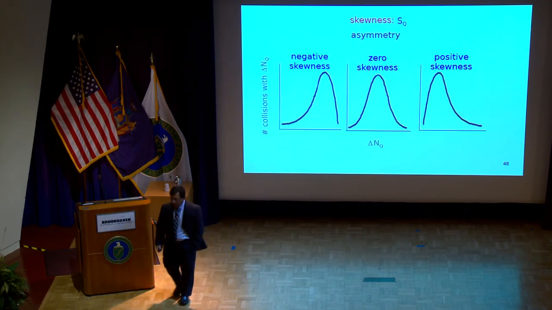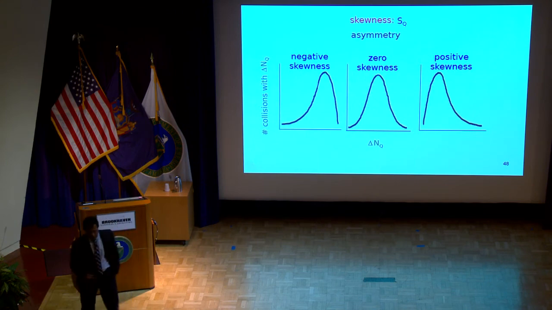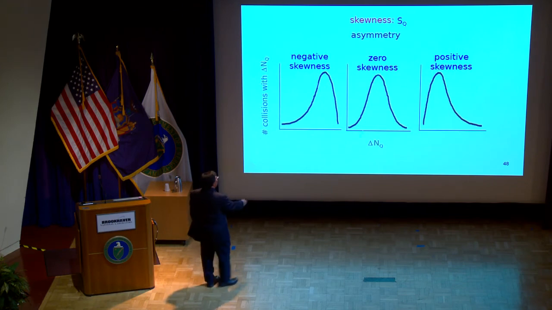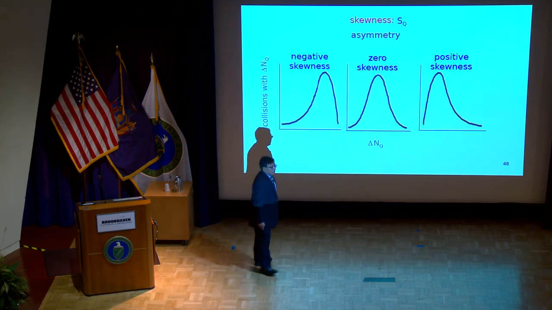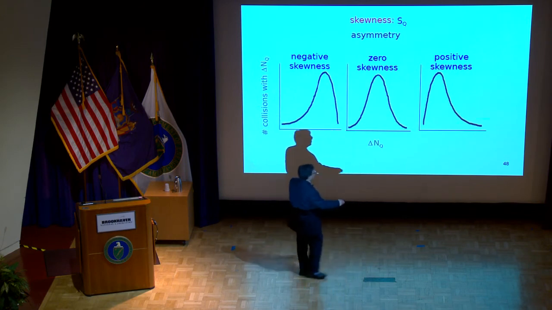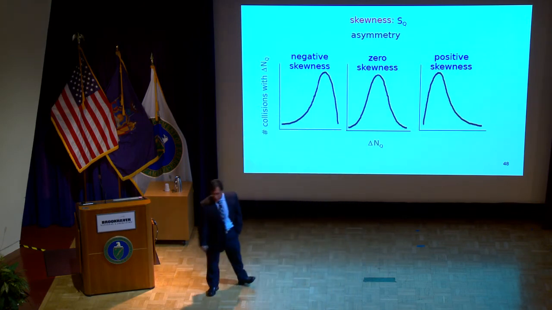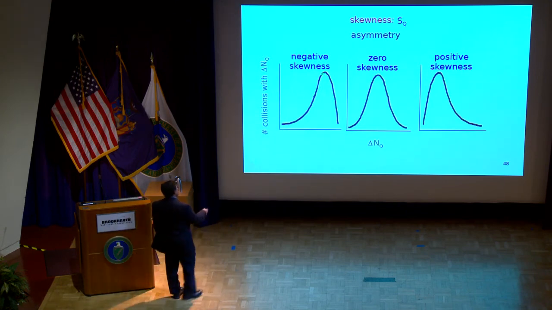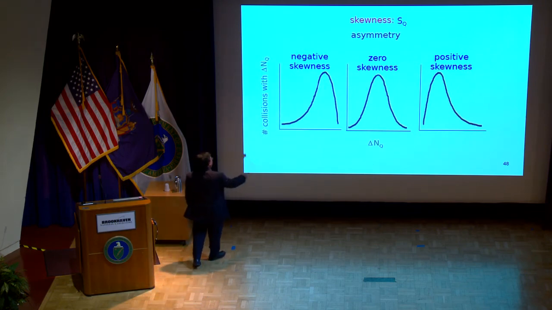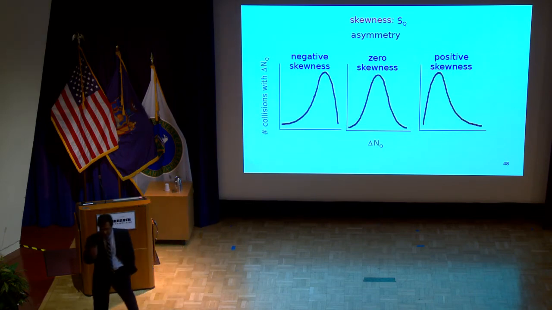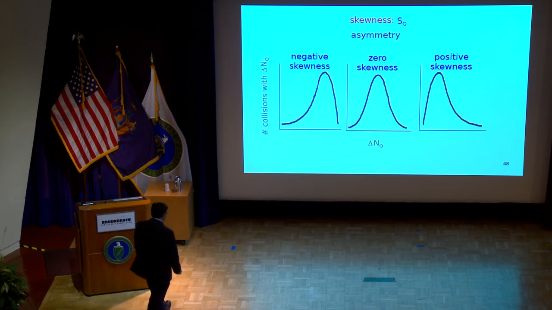The skewness essentially characterizes the asymmetry of the distribution. So if a distribution is completely symmetric around its mean value, then its skewness is 0. If the distribution has a longer tail for values larger than the mean value, then it has a positive skewness. And if a distribution has a longer tail for values smaller than the mean value, then it has a negative skewness.